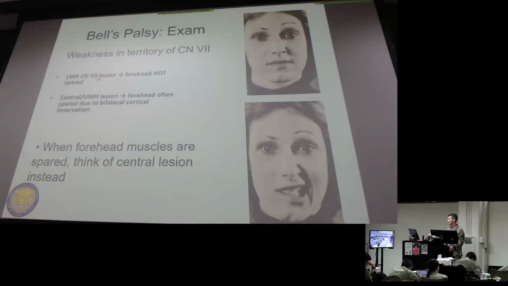Cool. All right, so lower motor neuron, cranial nerve 7 lesion, forehead not spared, aka you're going to give them the rock. If we have that central lesion, the forehead is often spared due to bilateral cortical innervation. Just know, hey, the way the nerves are connected, think cortical if the forehead is spared.